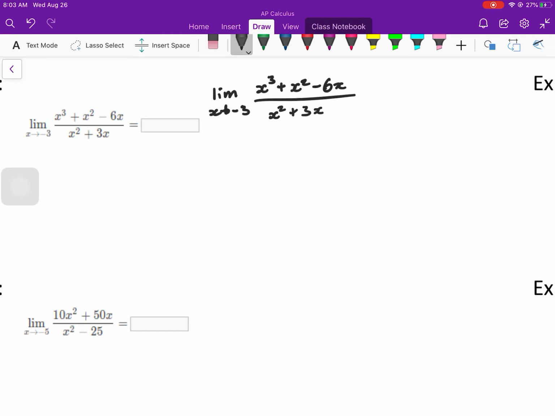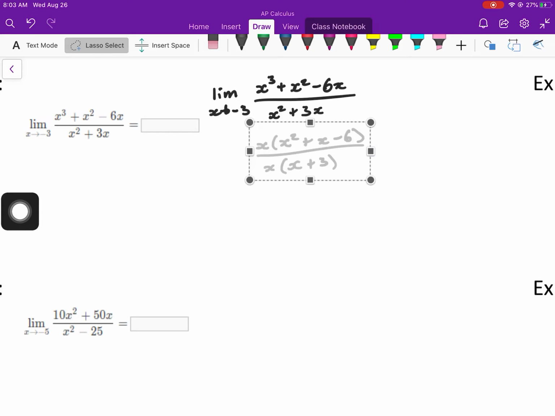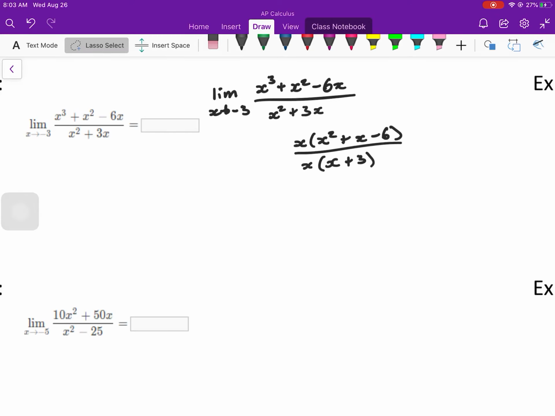On the top, I could factor out an x and have x squared plus x minus 6. On the bottom, I can also factor out an x to have x plus 3. And you can see this x plus 3 is what's ruining it. If we plug a -3 in right here, that's what causes the chaos and gives us the 0 on the bottom. So if we factor, we might be able to cancel it out.